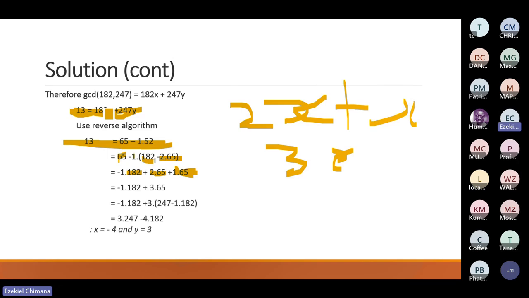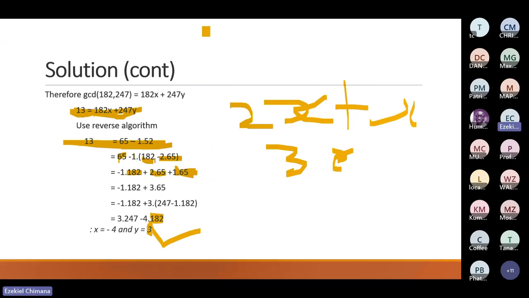So the coefficient of 182 is our x. The coefficient of 182 is minus 4, because remember we have got a positive coefficient here. So this minus 4 is x, and then the coefficient of 247 is our y, which is this 3. So that's how you solve this equation using the Euclidean algorithm.